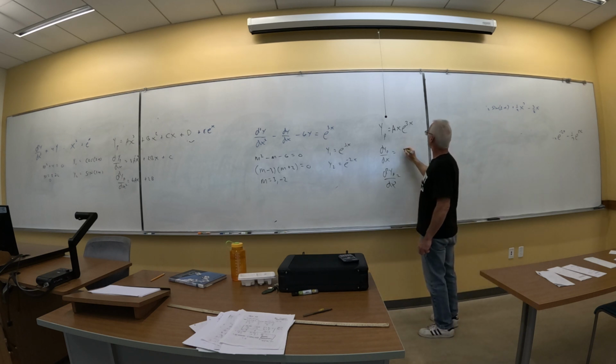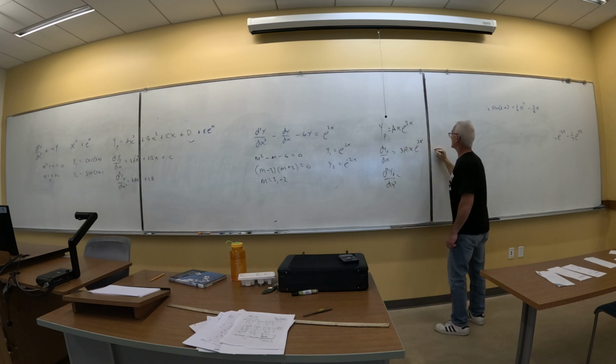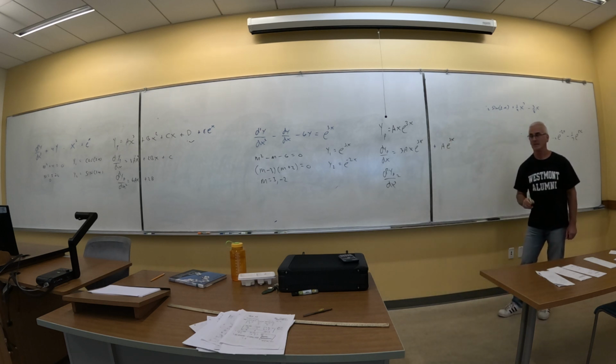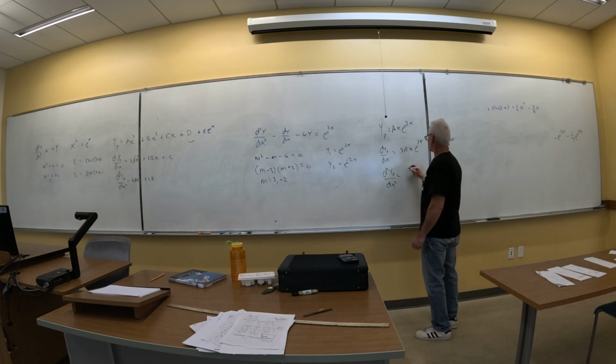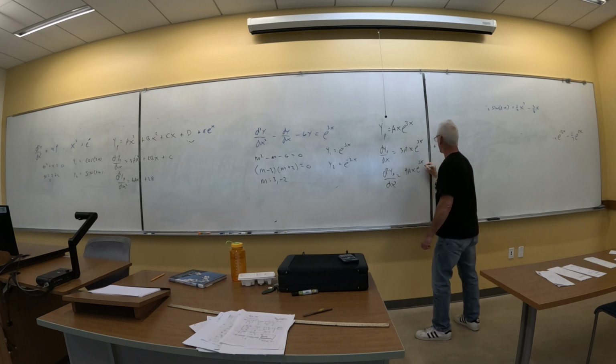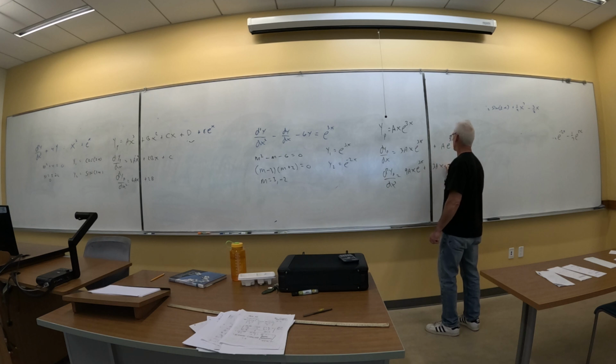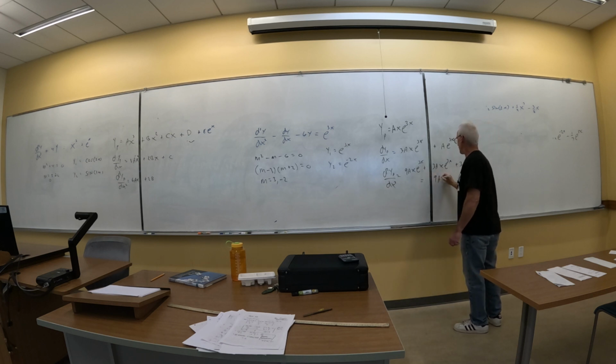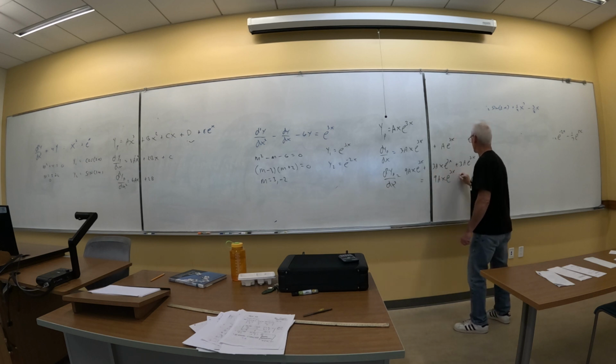So first times derivative of second, I'll write that like this, plus second times derivative of first. First times derivative of second, plus second times derivative of first, and that'll happen twice. So this is then 9ax e to the 3x plus 6a e to the 3x.